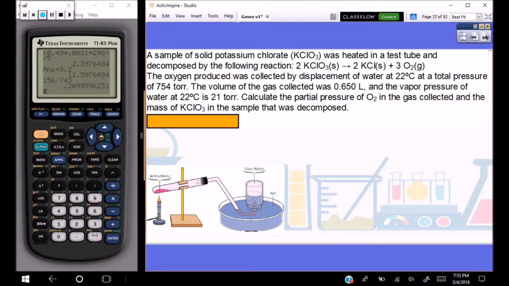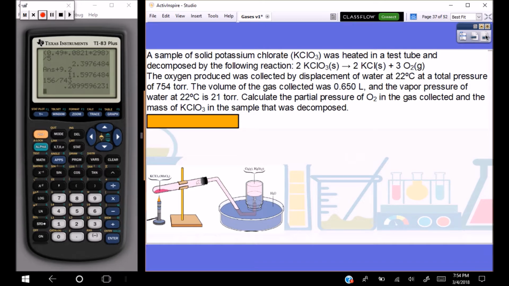So it says a sample of solid potassium chlorate was heated in a test tube and it decomposed, gave us that reaction. That's where the stoich part's going to come in. It says that the oxygen produced was collected by displacement of water at 22 degrees Celsius at a total pressure of 754 torr. The volume of gas collected was 0.650 liters, and the vapor pressure of water at 22 degrees Celsius is 21 torr. Calculate the partial pressure of oxygen in the gas collected, and then also calculate the mass of potassium chlorate in the sample that was decomposed.